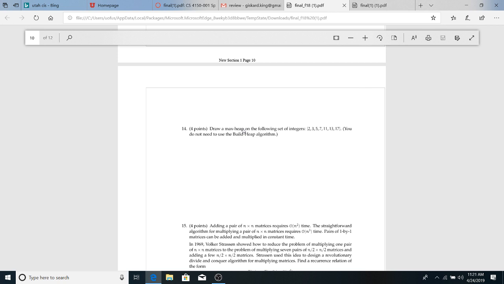Would we have to actually draw a binary tree, or could we just draw the array and call it a heap? Because technically you just flip it. Yeah, I believe for this problem the professor wanted you to draw it as a tree, but we won't be too picky about it.